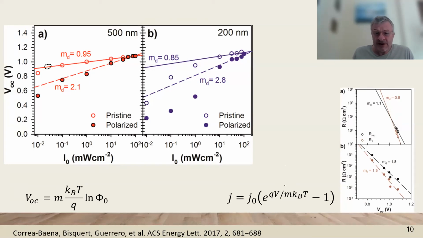And the same result can be obtained electrically by measuring the recombination resistance. We can obtain the slopes associated to the recombination law, which is the number m again, and it changes if it is a pristine solar cell or already polarized and treated perovskite solar cell.